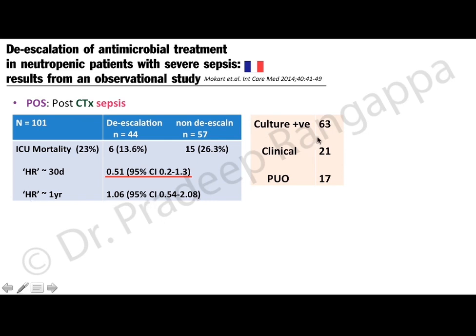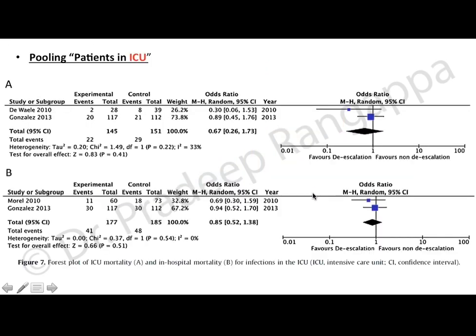Even here, culture positive was only in 63 out of 101 patients, which means they would not have based everything on culture. They looked at the overall clinical picture and determined where they could have de-escalated. 21 patients were started on antibiotics mainly based on clinical grounds, and there were 17 patients in this group who had PUO, pyrexia of unknown origin.